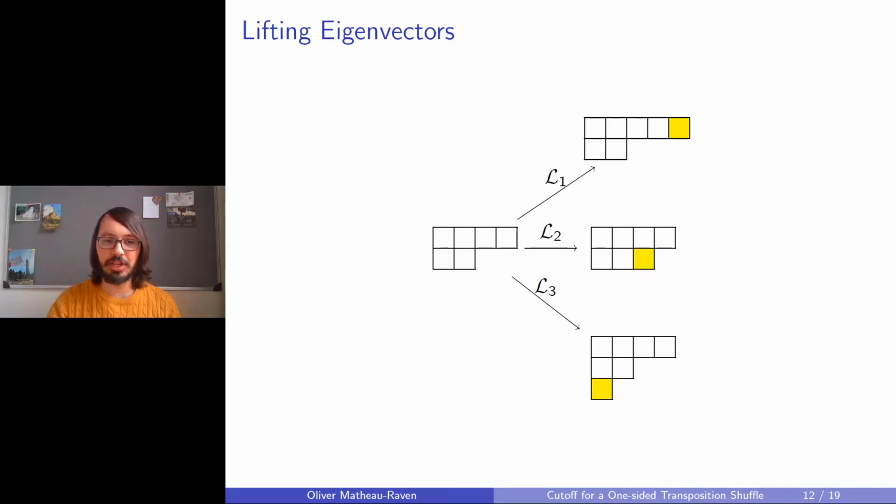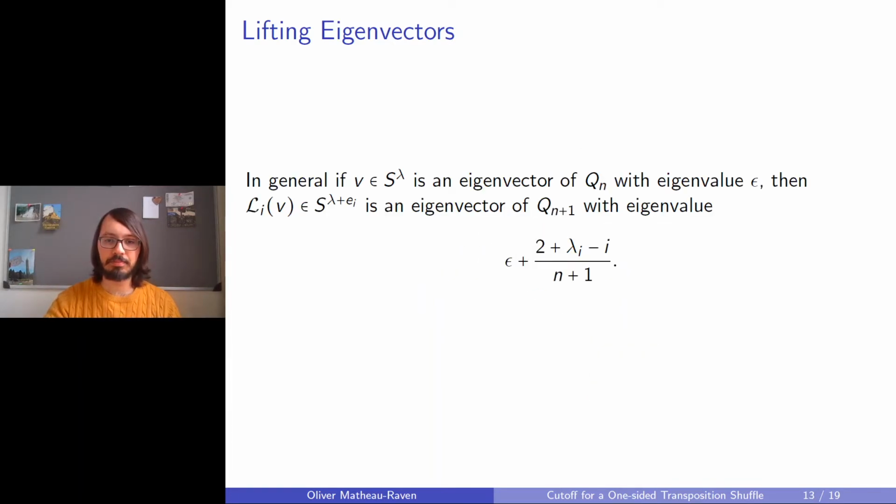So not only do we know we can turn eigenvectors into eigenvectors, we can also understand how it changes the eigenvalue at each step. Given an eigenvector v of our shuffle on n cards with eigenvalue epsilon, then Lv is an eigenvector of n plus 1 cards with eigenvalue epsilon plus this fraction. Okay, so now we could just really forget about the eigenvectors if we wanted and concentrate on the eigenvalues, as these are what we need to bound our total variation distance.